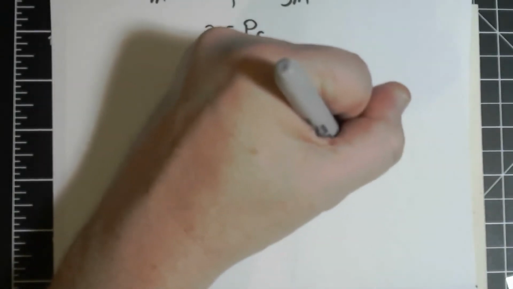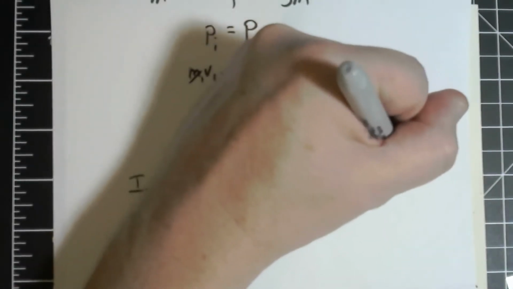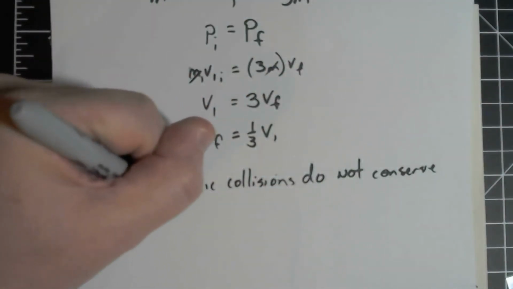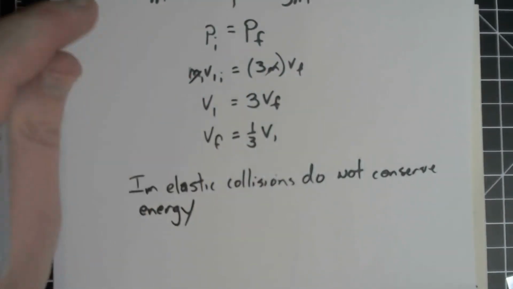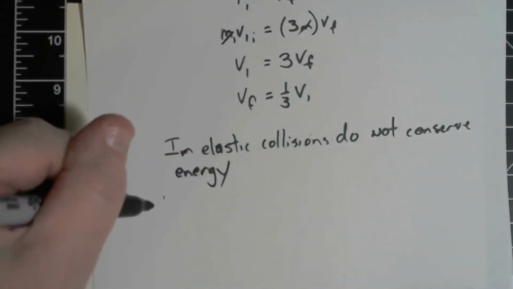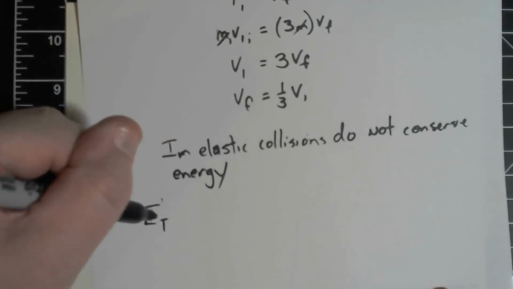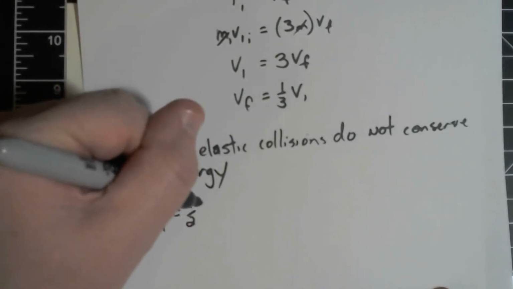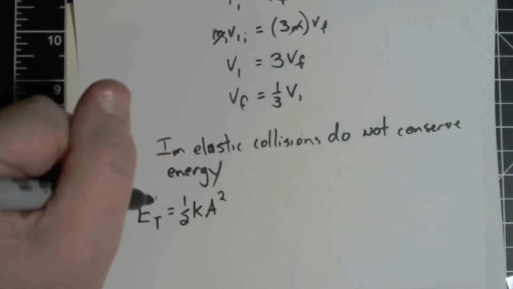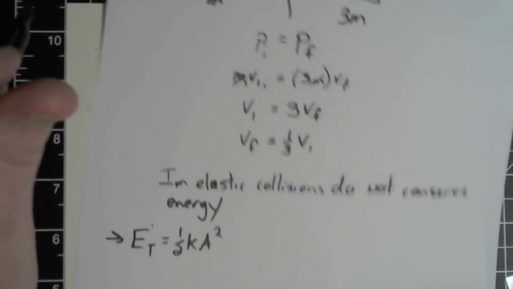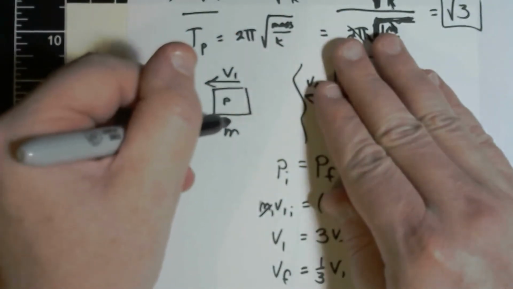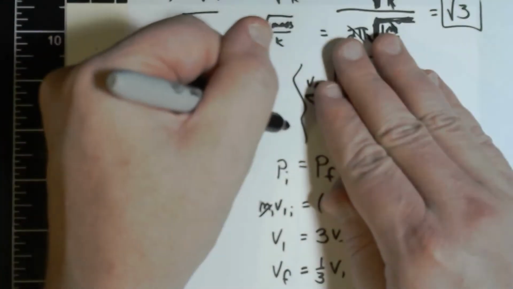Do not conserve energy. Well, how is that relevant? Well, if you think about the oscillation, the total energy of an oscillation is 1/2 k A squared. And that's the total energy of that system. So left to its own devices, it's got some kind of oscillation back and forth with some kind of amplitude.